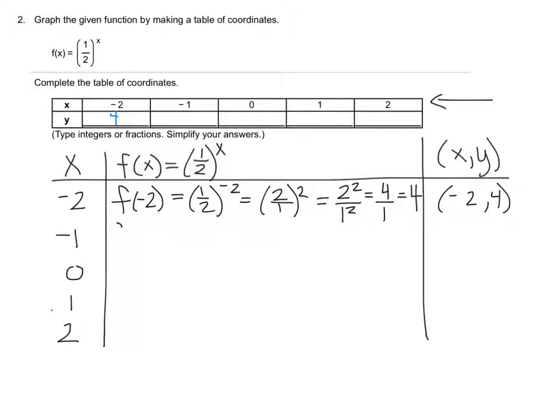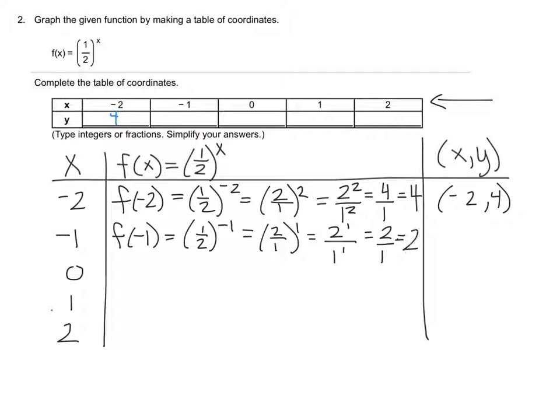Now we're going to find f of -1. We have 1/2 to the -1 power, and that becomes 2 over 1 to the +1 power, which is 2 to the first power over 1 to the first power. That simplifies to 2 over 1, which equals 2. Our ordered pair is -1, 2. And whenever we plug in a -1, we get a +2 for y.